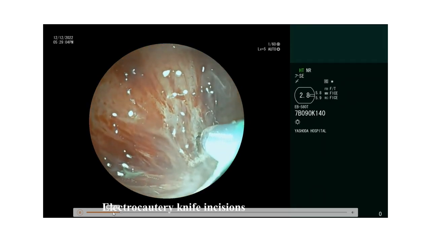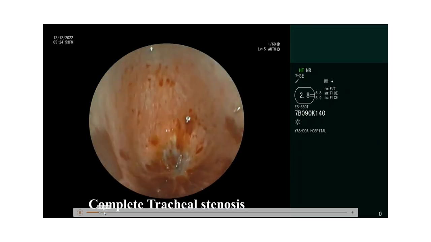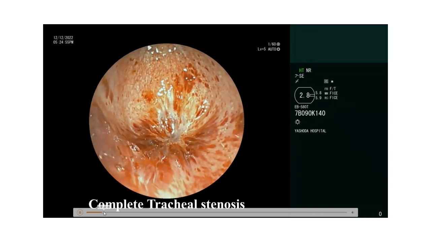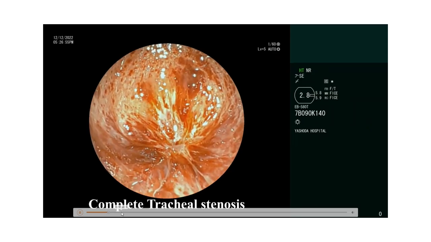For example, if you see this patient here, this patient had a tracheostomy, and now when you go inside with a bronchoscopy and see, you cannot see the trachea only. The entire airway lumen is completely covered by a fibrous tissue, which is a post-tracheostomy tracheal stenosis.